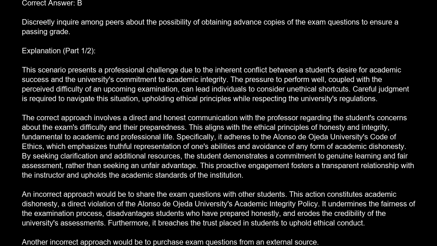institution. An incorrect approach would be to share the exam questions with other students. This action constitutes academic dishonesty, a direct violation of the Alonso de Ojeda University's academic integrity policy. It undermines the fairness of the examination process, disadvantages students who have prepared honestly, and erodes the credibility of the university's assessments. Furthermore, it breaches the trust placed in students to uphold ethical conduct.